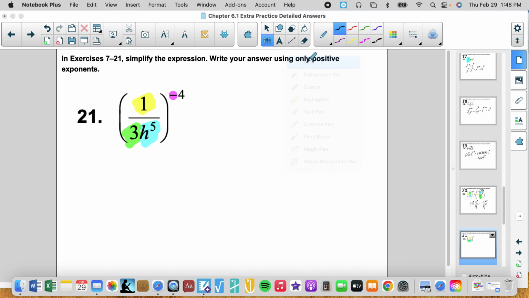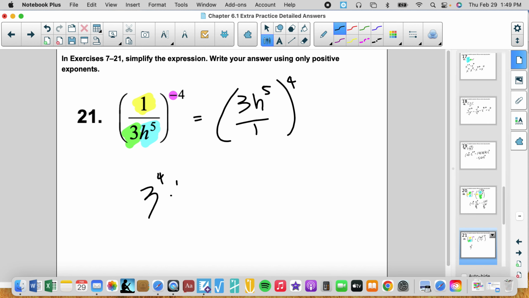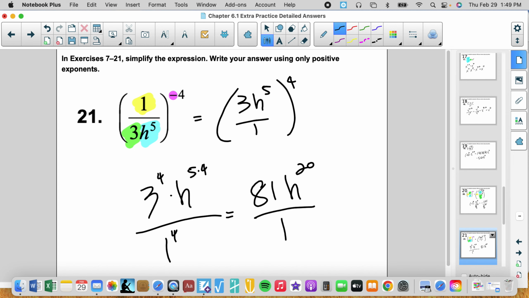So let's deal with the negative first. We're going to flip it: 3h to the 5th over 1 to the 4th. And so we get 3 to the 4th times h to the 5 times 4 over 1 to the 4th. 3 to the 4th is 81, h to the 20th over 1, which equals 81 h to the 20th.